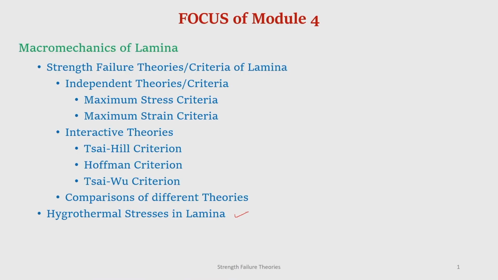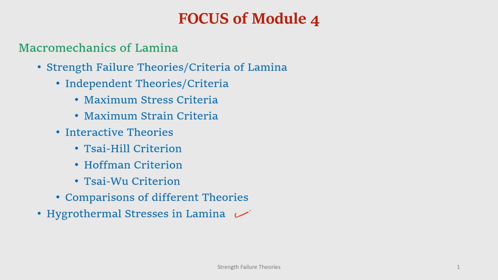And we have also understood the transformations of compliance and stiffness matrix from the local axis, like material axis, to global axis and vice versa. And with those stresses in the material axis, we understood in the last two lectures how to apply appropriate failure criteria to assess the safety or failure of a lamina. So, in this lecture we will discuss the hygrothermal stresses of lamina.